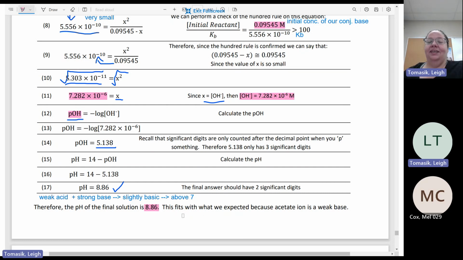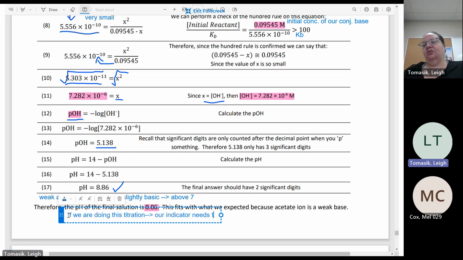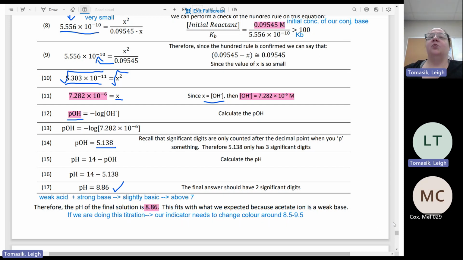So we would need to find an indicator, right? If we were doing this titration, our indicator needs to change color around a pH of 8.5 to 9.5, right? We need it to change color around there. So if you have a weak acid and a strong base, we'd have to choose a different indicator. We couldn't use one of the indicators that changes color at 7, like bromothymol blue from the Gizmo.